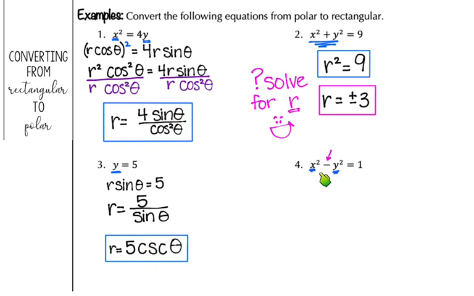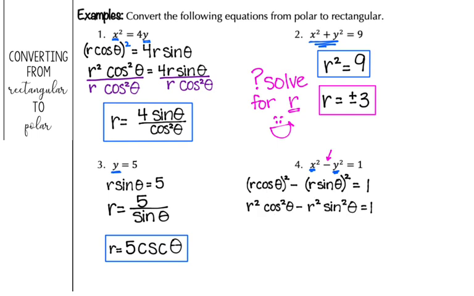Now, don't be fooled. This says x squared minus y squared. It doesn't say x squared plus y squared. If it was a plus, then this would just be r squared. It's not. So we have to individually do our x and our y. Remember, x is r cos theta, and y is r sine theta. So we do those, and they're both being squared. I'm going to simplify them. So I'm going to get r squared cos squared and r squared sine squared. So I've got this equals 1.